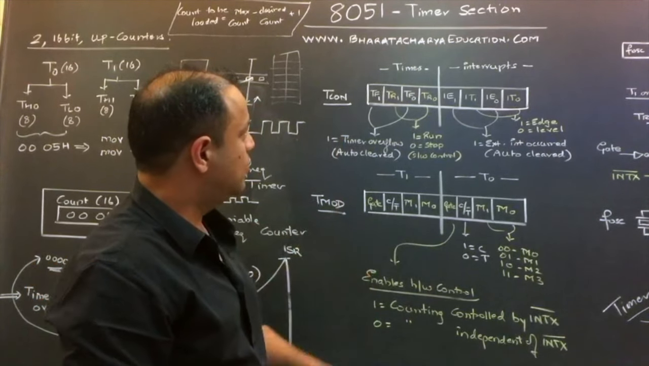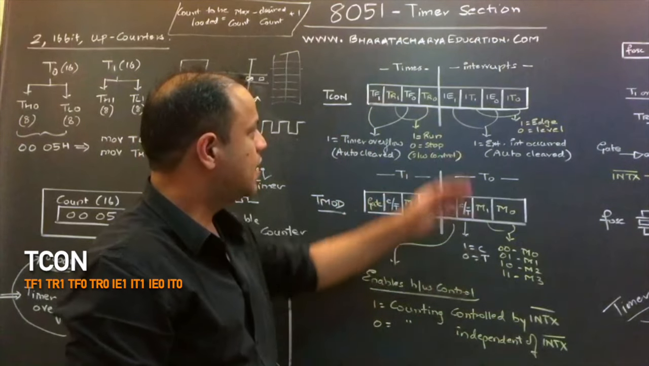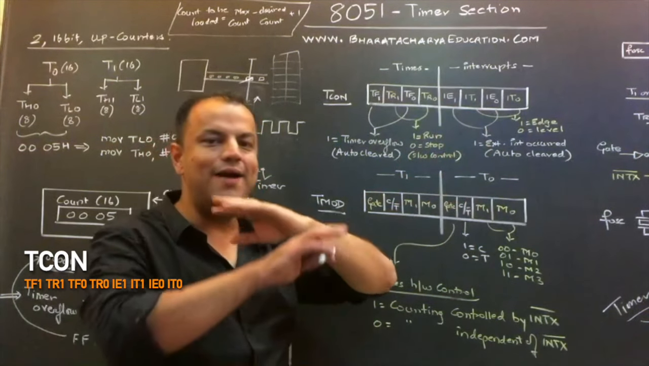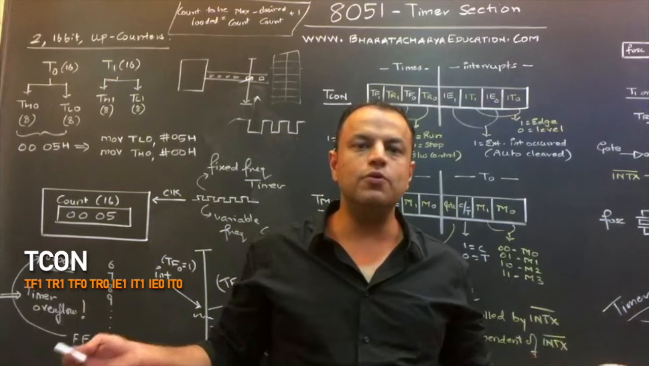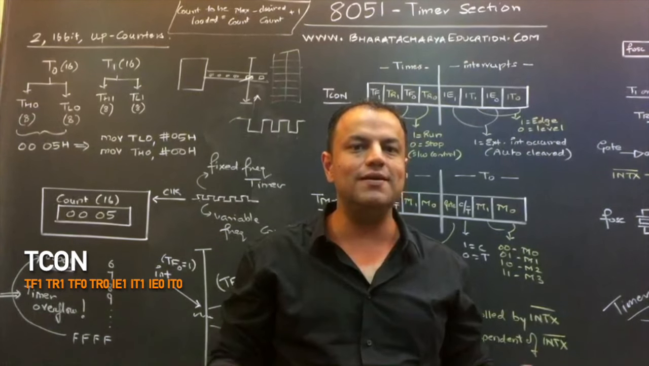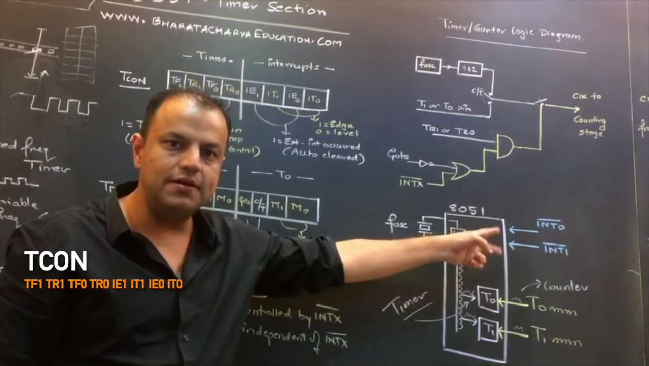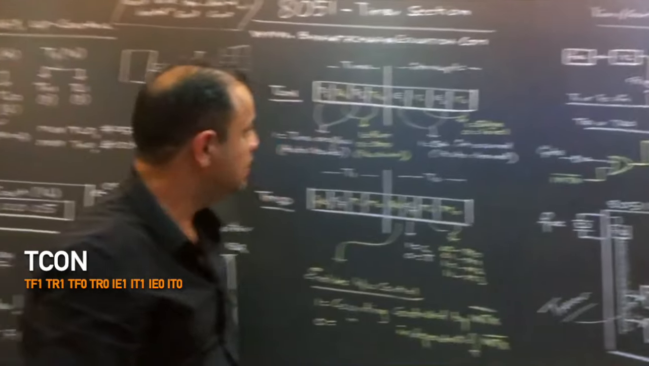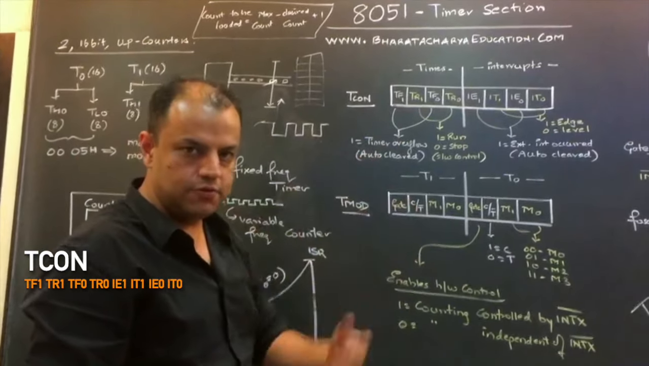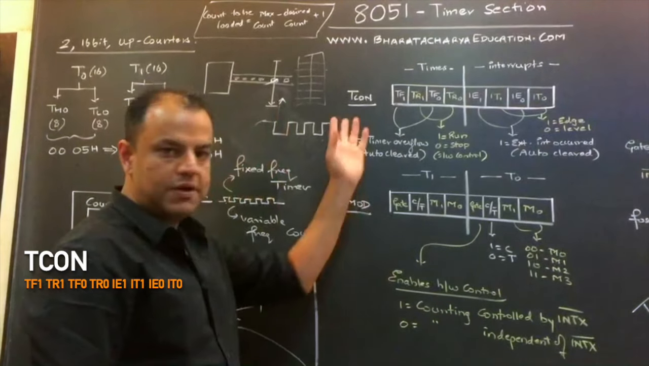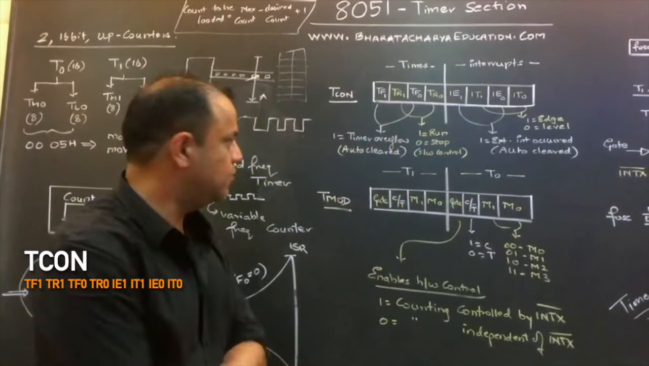Now, TCON is an 8-bit register. The lower 4 bits have nothing to do with this whole topic. They are not related to timers. They are related to the external interrupts, INT0 and INT1. They are not related to timers. But since they are there in the register, you need to explain them. So first, let me explain what is related to timers, then I'll come to that. Don't worry.